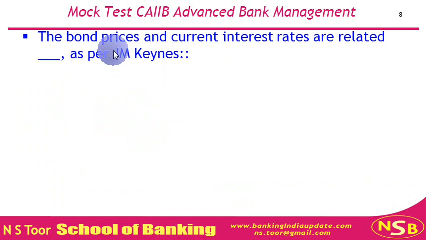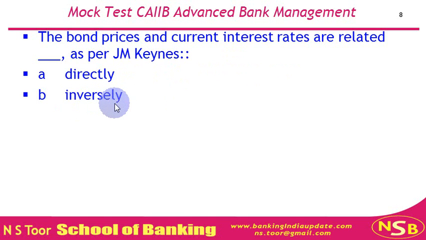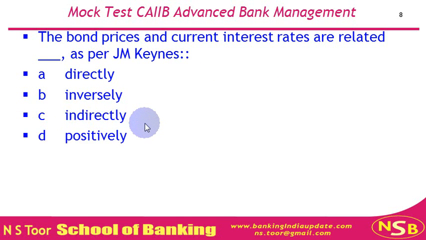The bond prices and current interest rates are related as per J.M. Keynes. So here we have the question. The bond prices and current interest rates, they are related to each other. But what type of relationship according to J.M. Keynes? A, directly related. B, inversely related. C, indirectly related, and D, positively related.